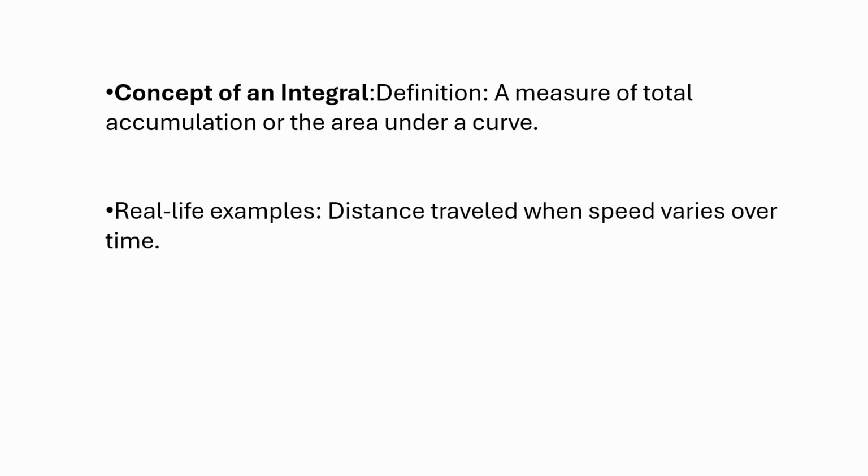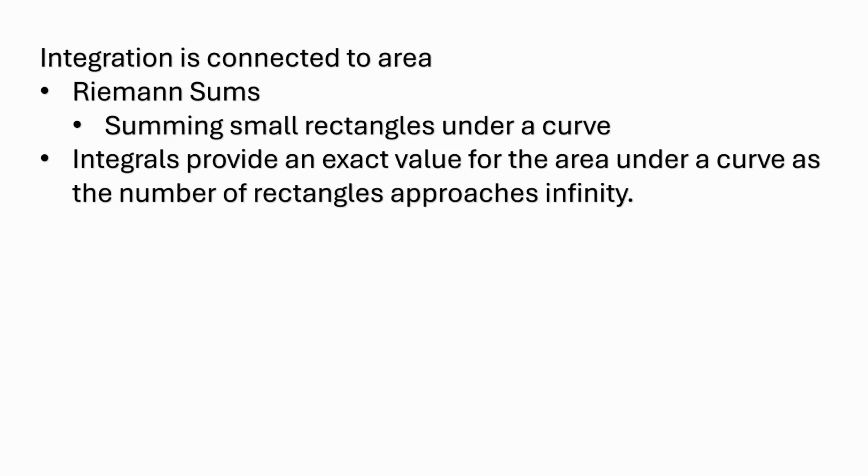Well, you're making an assumption that the velocity, the speed of that train is not changing; it's staying constant. Well, we know that's not true typically, right? Speed can vary over time. And so a real life example would be trying to calculate the distance traveled when the speed of whatever it is you're looking at changes over time. Integration is really connected to area.